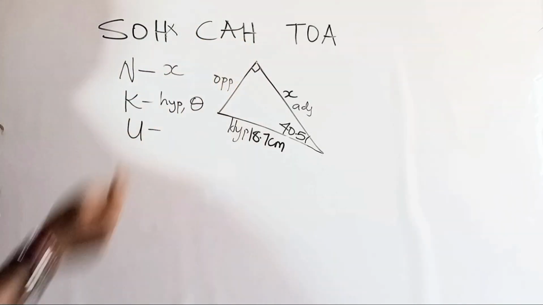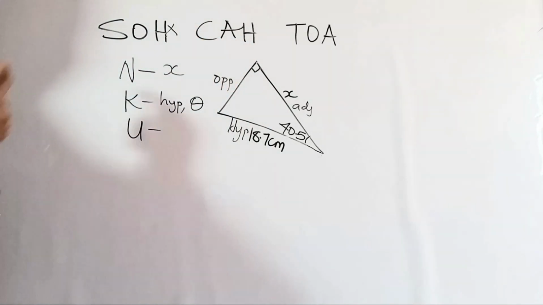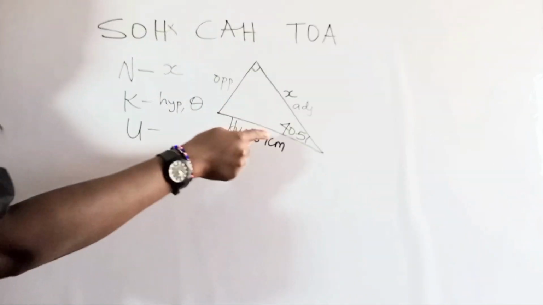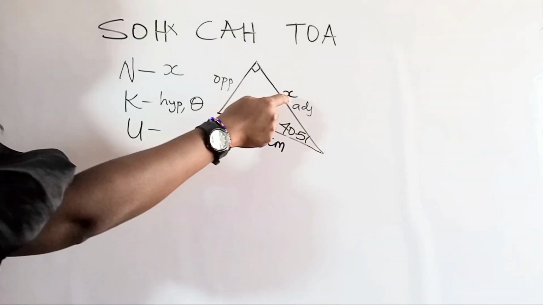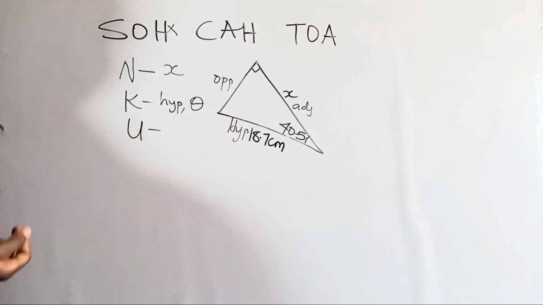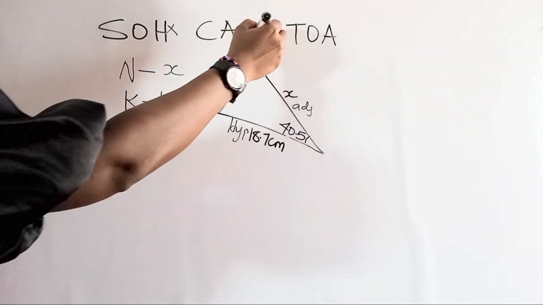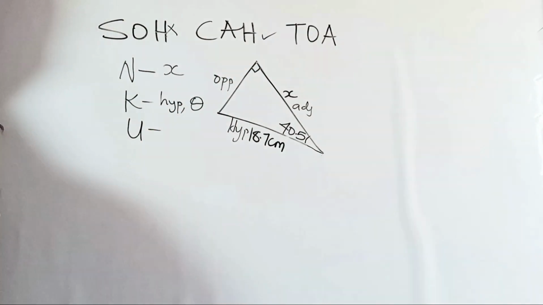Now we move on to CAH, which is cosine of the angle. Cosine, the theta, we have it, fine. The adjacent, do we have it? No, that is what we are to find. Do we have the hypotenuse? Yes. So that ticks it, we can use that ratio.